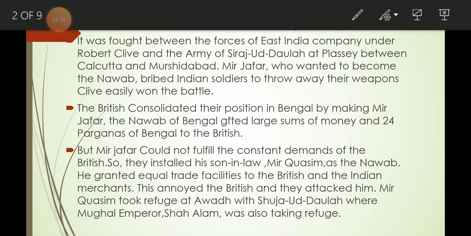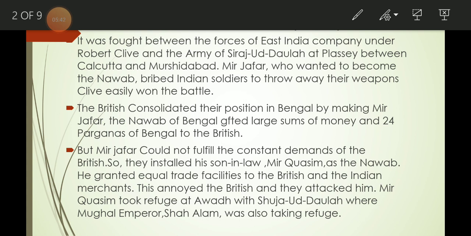But Mirzapur could not fulfill the constant demands of the British, because the British always demanded more and more. So they threw him off the throne and installed his son-in-law Mir Qasim as the Nawab of Bengal.